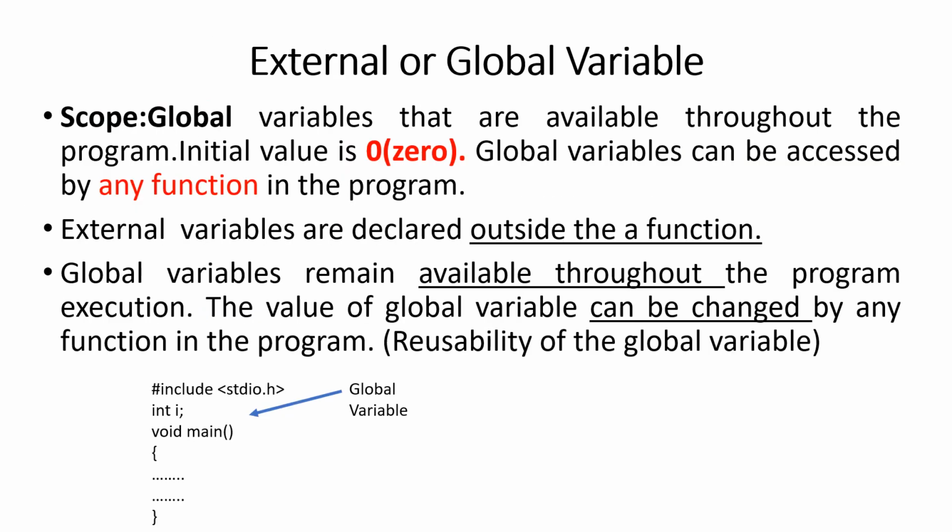Now, external or global variable. Global variables are those that are available throughout the program, and they are usually initialized to 0. The global variables, as we all know, are declared in the global declaration section, and as they are outside all the functions, they are available to all the functions in the program. The value of a global variable can be changed by any function in the program, and its initial value will be 0. As you can see here, the variable i, which is a global variable, is declared outside the function, that is, in the global declaration section.